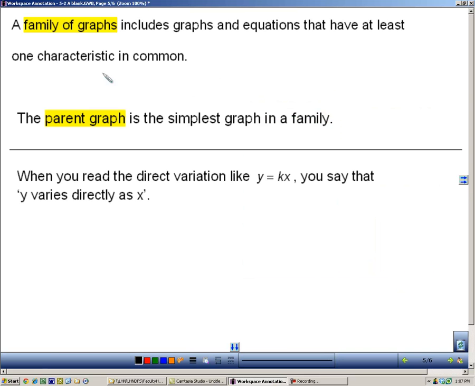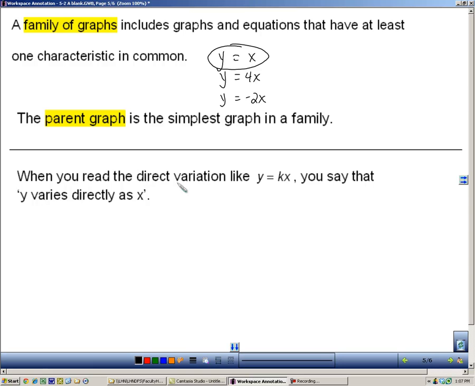Here we have some definitions. A family of graphs includes graphs and equations that have at least one characteristic in common. An example of a family of graphs would be something like this: y equals x, y equals 4x, y equals -2x. They're all direct variations, so they're a family of direct variations. They just have different k's. Now another definition, the parent graph is the simplest graph in that family. We would say y equals x is probably the simplest graph.